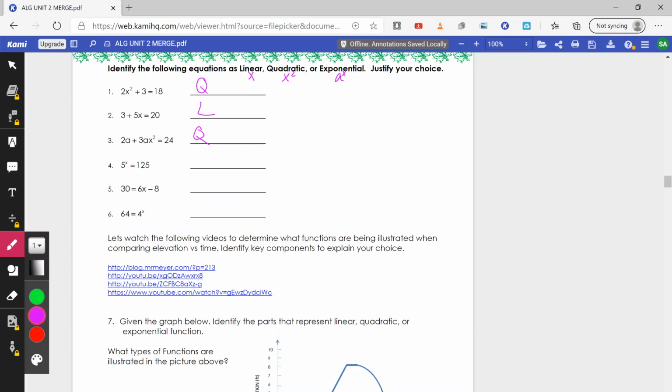Number 4, 5 to the x equals 125. X being the exponent tells me we have an exponential. Number 5, 30 equals 6x minus 8, just x, linear. And then number 6, 64 equals 4 to the x. With x being the exponent, we have exponential.